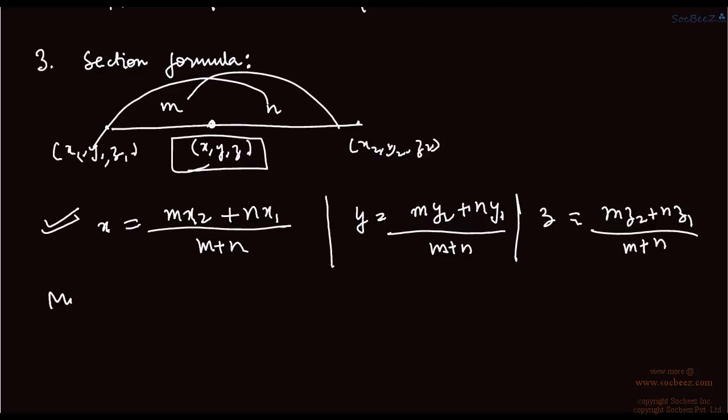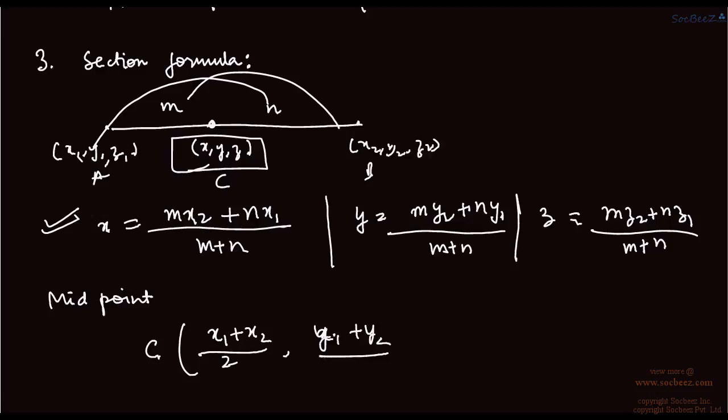Now the midpoint of 2 points. Okay, midpoint of this A and B will be, let's say, C. If C is the midpoint, then C's coordinates will be (x1 plus x2) by 2, just like in straight lines and vector algebra, (y1 plus y2) by 2, and (z1 plus z2) by 2. So this is the midpoint.